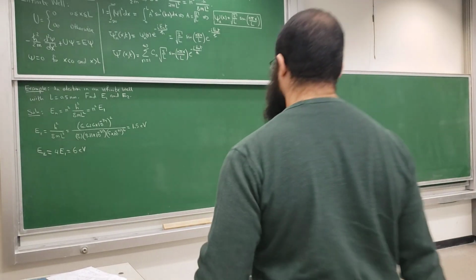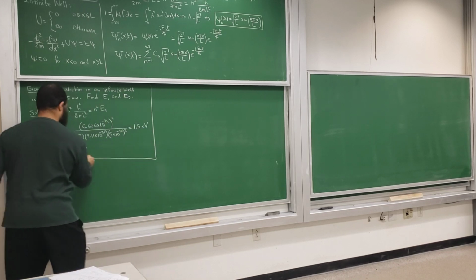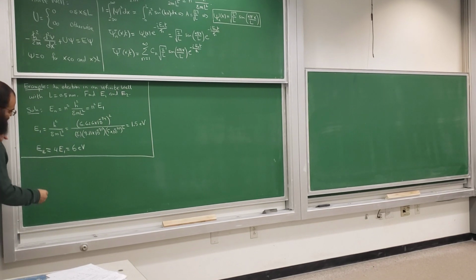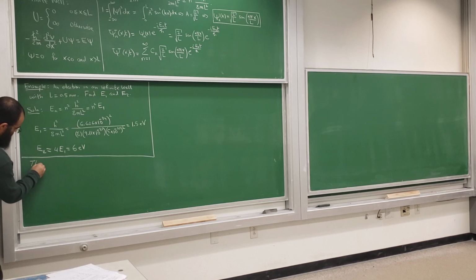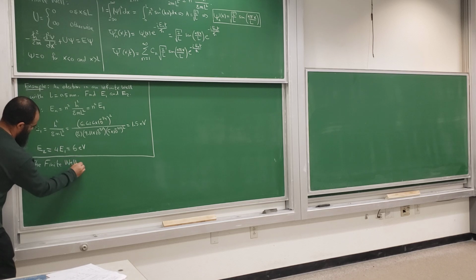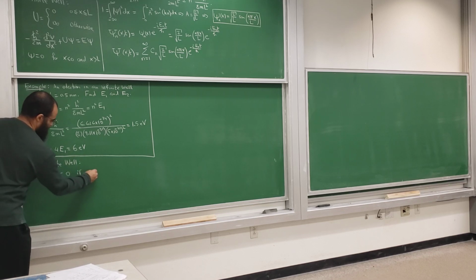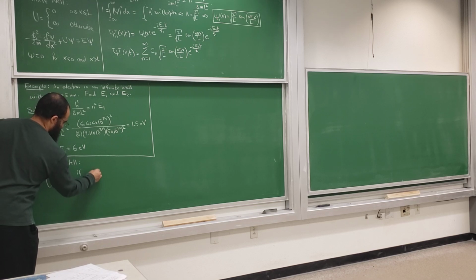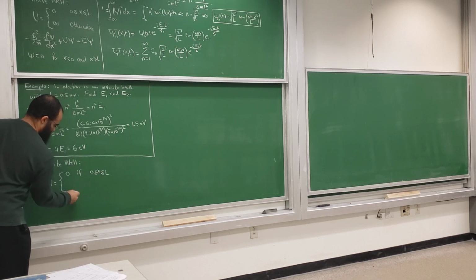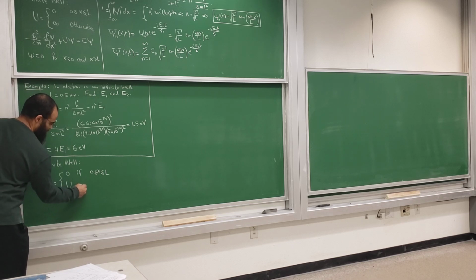Okay, the next topic is the finite well. Well, it's finite, not infinite. So the finite well looks like this. You have a potential, and the potential is 0 if x is between 0 and L, and it is u naught. Instead of being infinite, it's now u naught otherwise.